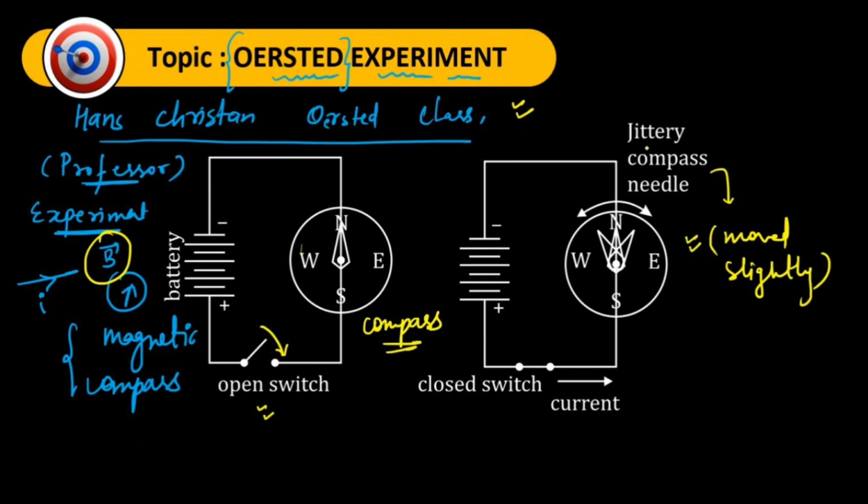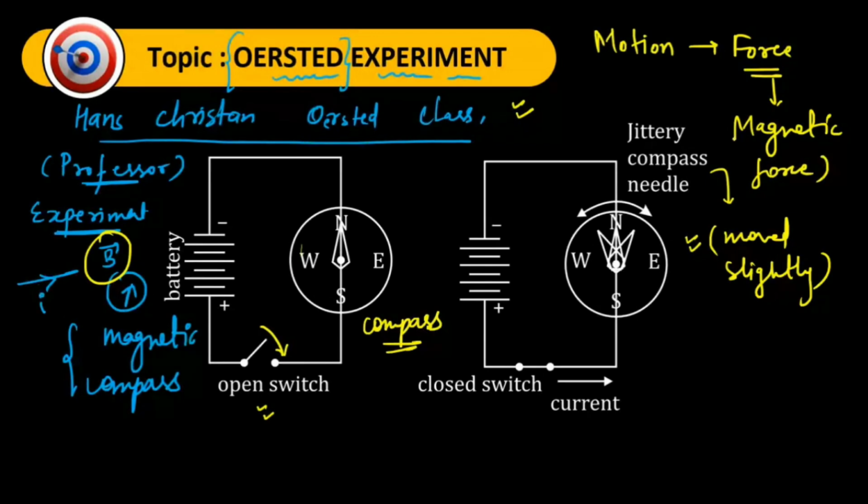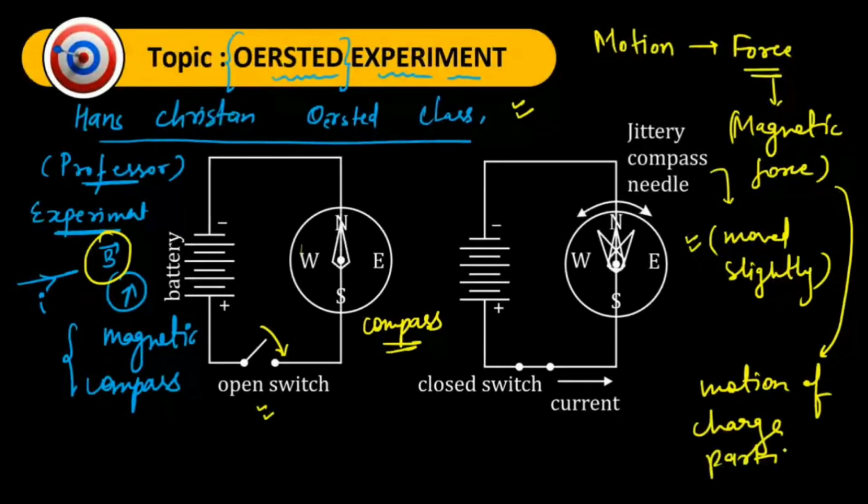And as we know, whenever there is motion, there must be some force responsible for it. So from that observation only, we came to a new kind of force which is called magnetic force. And that magnetic force originates due to the motion of charged particles. So this was the building block of this particular unit, how this whole thing came.